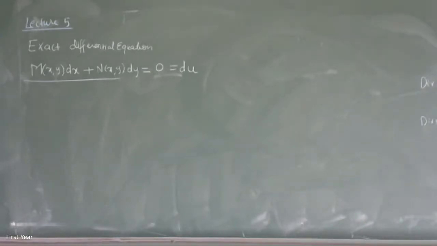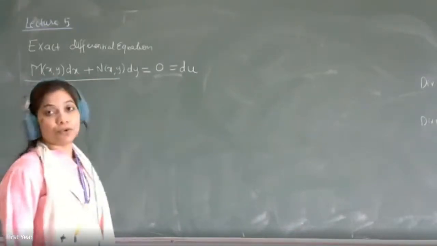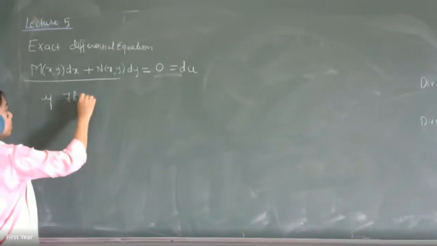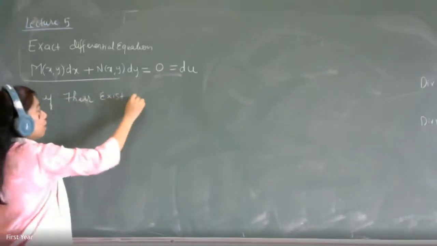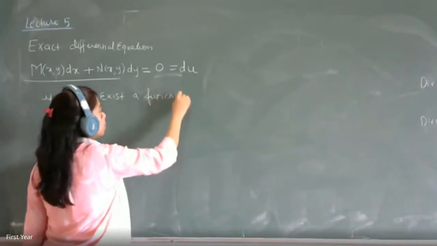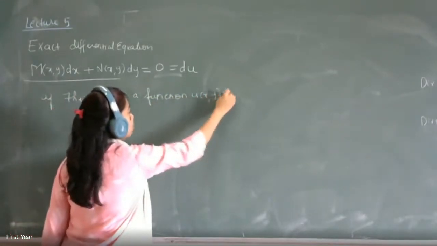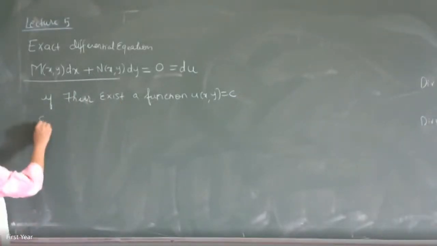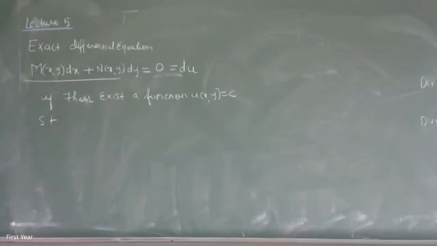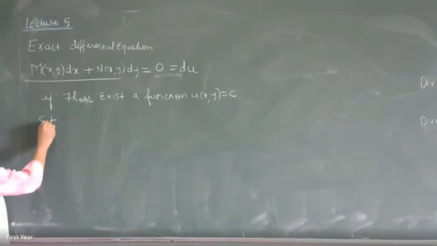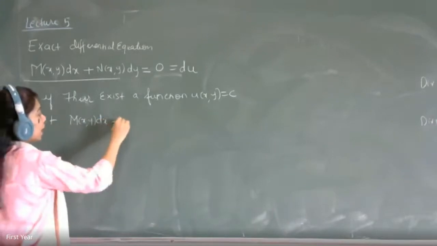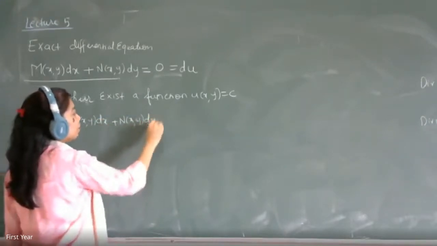So the definition of exact differential equation goes like this. The differential equation M dx plus N dy is equal to 0 is said to be exact if there exists a function u(x,y) equal to c, such that M(x,y) dx plus N(x,y) dy is equal to du.